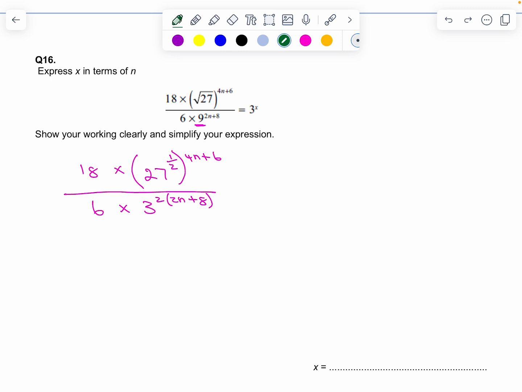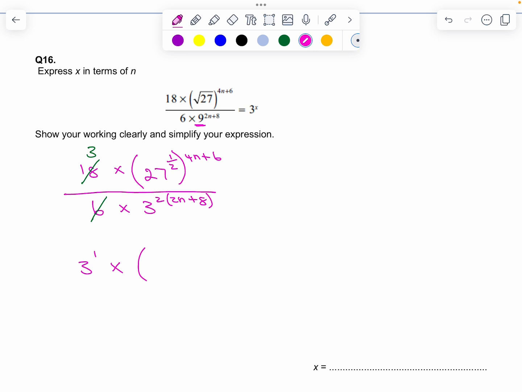I know that 18 divided by 6 is 3. So 18 divided by 6 is 3. So it gets rid of the 6 on the denominator, and I've just got 3 at the top. Okay, so 3 is just 3 to the power of 1 times.